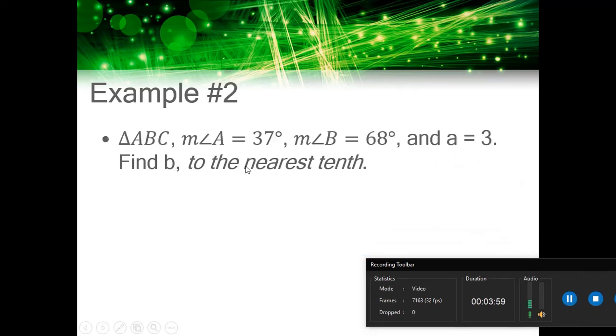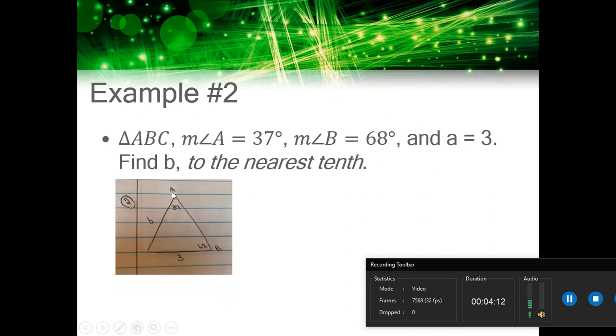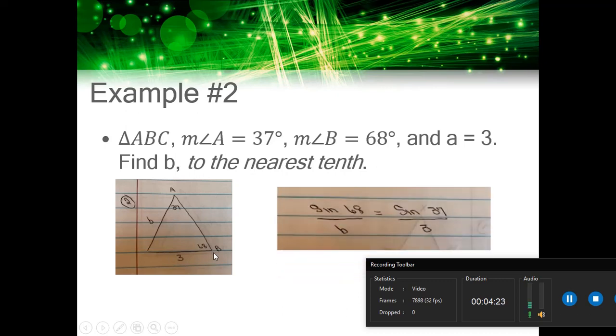In example number 2, they're telling us that we have triangle ABC, but it's not drawn. They're also providing the measures of two angles and one of the sides. So I'm going to draw the figure first to model what they're telling me. I've used capital letters for the angle measures and lowercase letters for my sides. Based on what they've provided, I've got an angle at A with a side across from it and an angle at B with a side across from it. So I'm going to write the ratio, sine of 68 being compared to side length B, sine of 37 compared to side length 3. And it doesn't matter which ratio comes first.